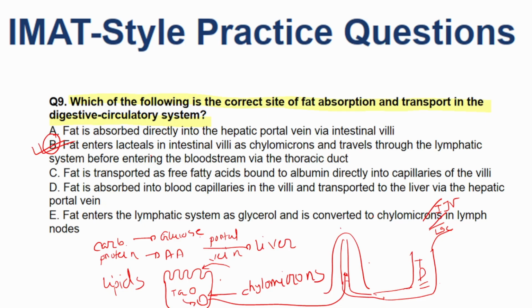Now let's evaluate the incorrect choices based on this pathway. Option A and option D are incorrect because they claim fats are absorbed directly into blood capillaries or the hepatic portal vein, which only happens for small water-soluble molecules. Option C is incorrect because free fatty acids binding to albumin is a mechanism used when the body mobilizes stored fat out of adipose tissue during fasting, not during dietary absorption from the gut. Option E is false because chylomicrons are assembled inside the intestinal epithelial cells, not downstream inside the lymph nodes.